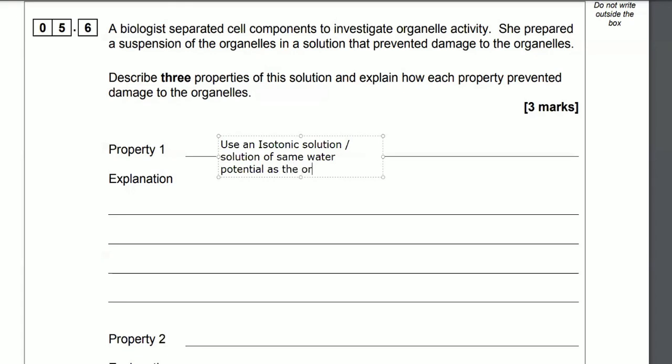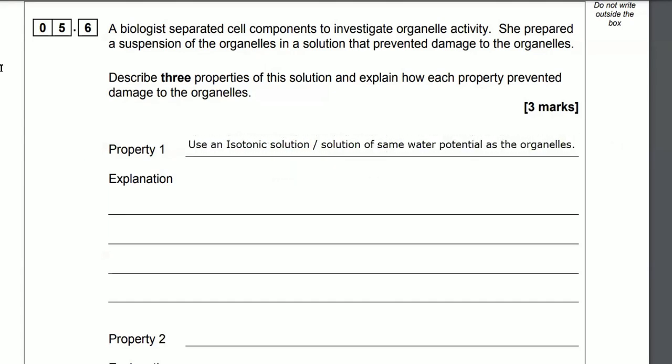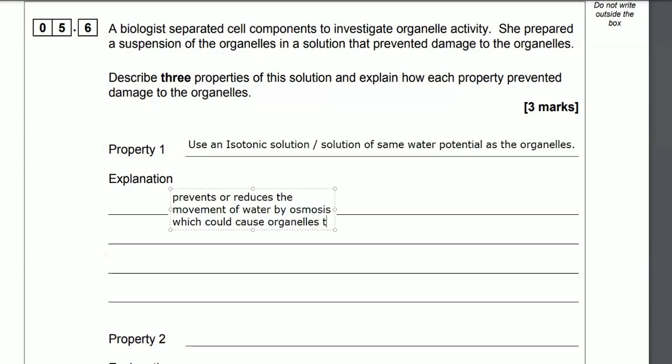Well, this is all part of your cell fractionation topic, so you should know all of this off by heart. It's part of the AS biology, but also obviously it's part of the A-level content. So number 1, use an isotonic solution. You can describe that by saying use a solution where the organelle and the solution around it are at the same water potential. And the explanation, this is going to prevent the net movement of water by osmosis, which will prevent organelles swelling up and bursting.